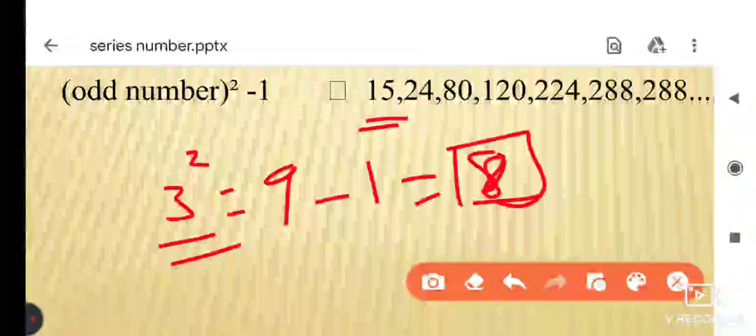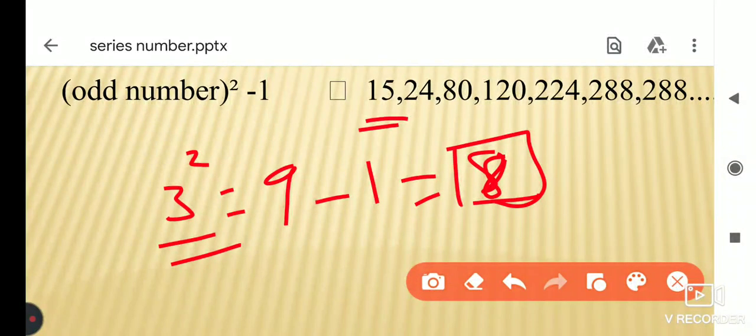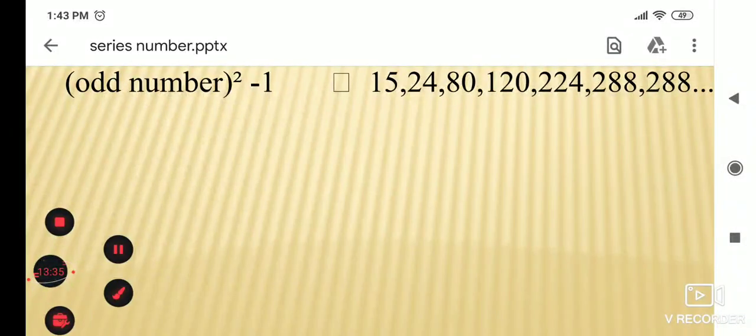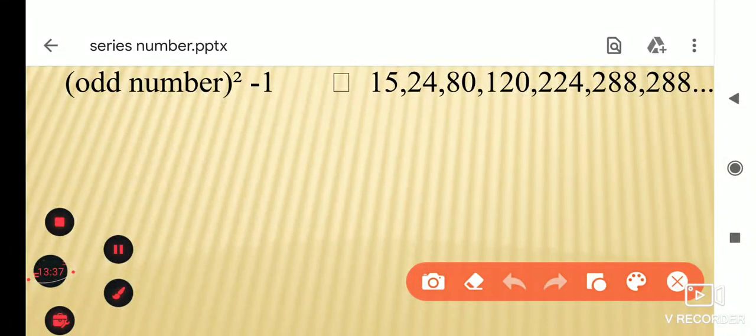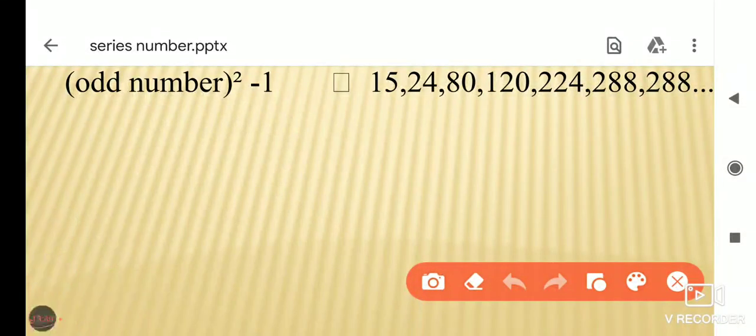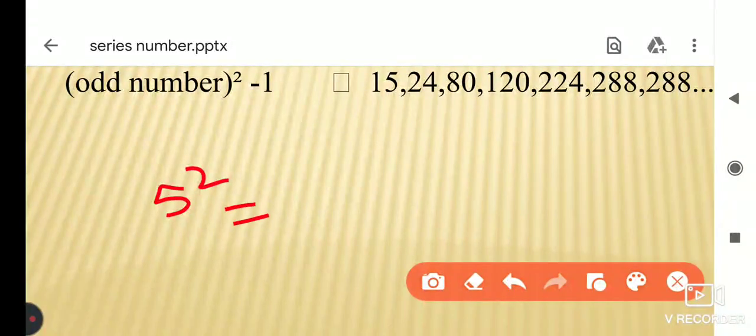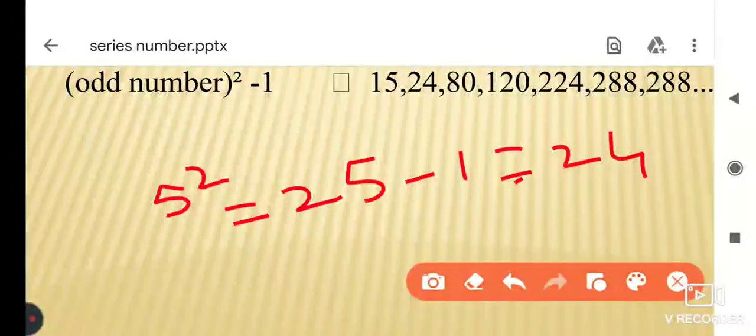Okay, but here also the second number, we can see in the next example. The first number is 15. So the next number is 5 square, that is 25 minus 1, we will get the answer, that is 24.